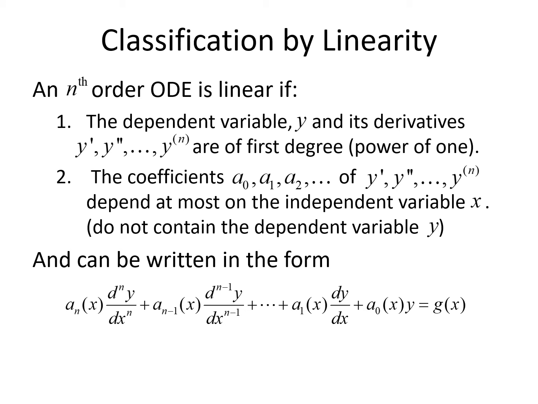And third, if our ODE is linear, it can be written in the form a sub n of x times the nth derivative of y with respect to x plus a sub n minus 1 of x times the n minus first derivative of y with respect to x. The order on the derivative will continue to decrease until we get to a1(x) times dy/dx, and then plus a0(x) times y, and then that will be equal to some function g(x) on the other side of the equation.